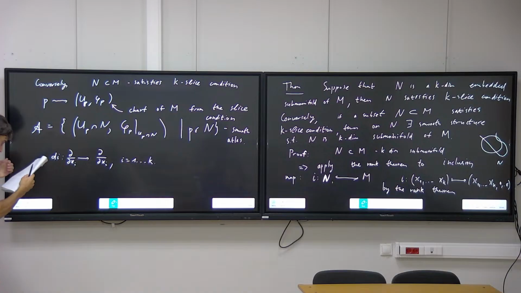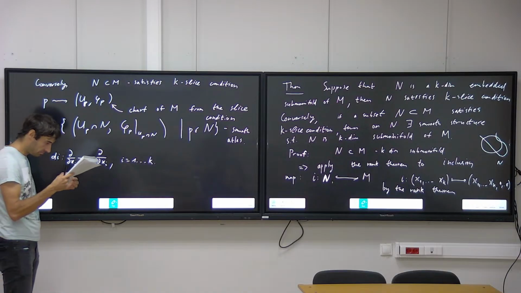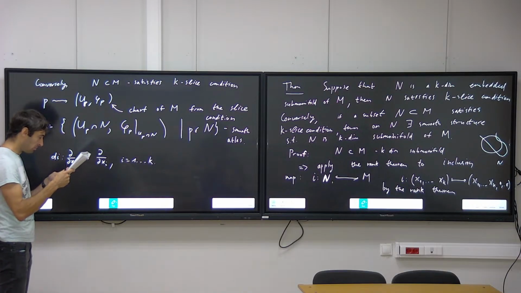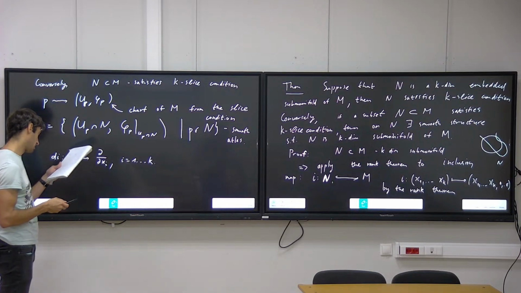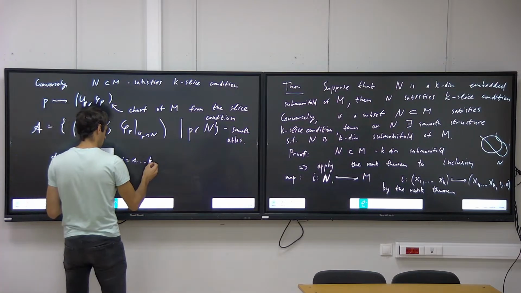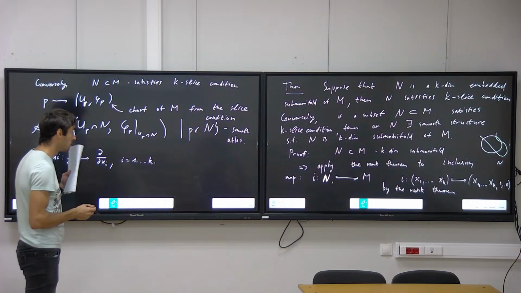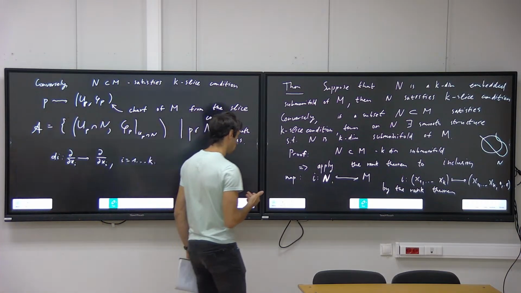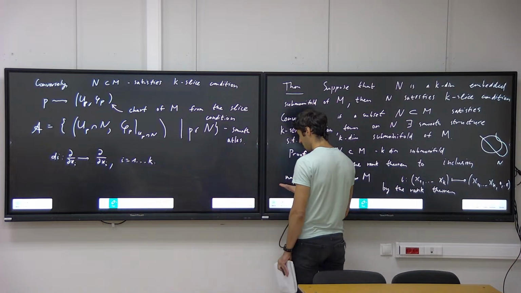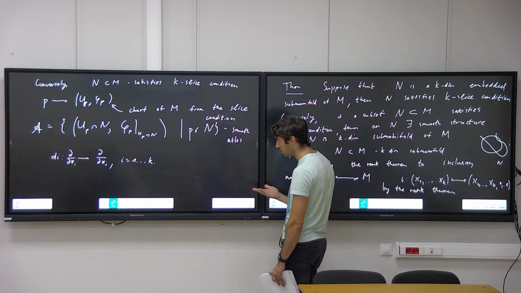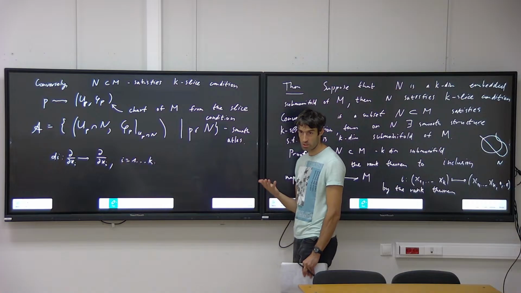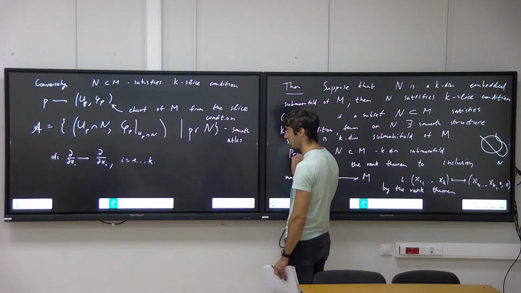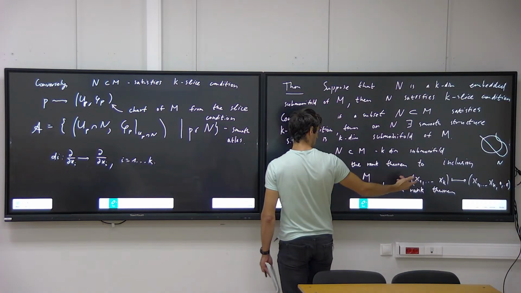All right, so this is it. That's how you can check. Sometimes in theory it's handy because it's a more explicit way to describe a submanifold: you just present these charts such that they look like that.